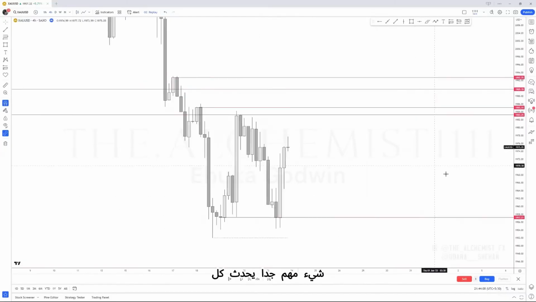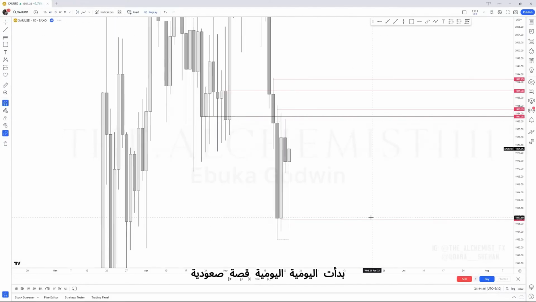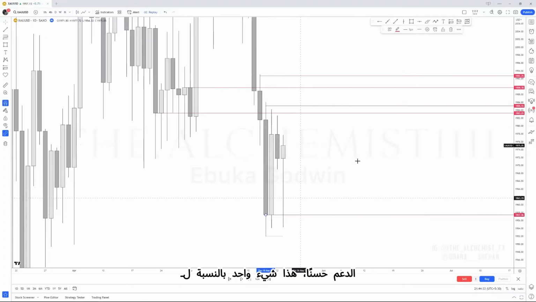Now we have something very important happening. Every new day, what do we do? We go to the daily time frame to see if we have any new storylines, right? Now, the daily has started a bullish storyline. Look how interesting this day was. This was a perfect day to explain storylines. Look at this. Daily has rejected a daily support.